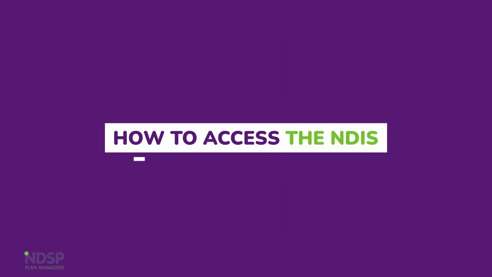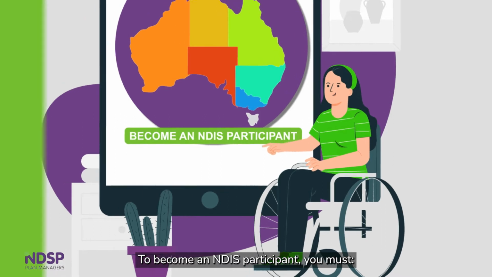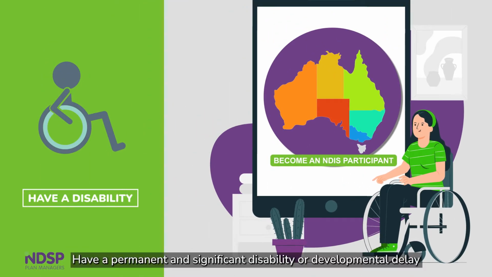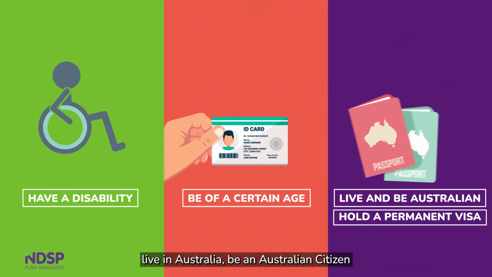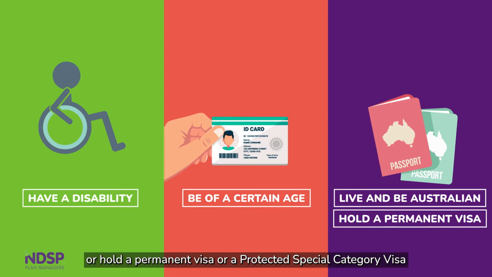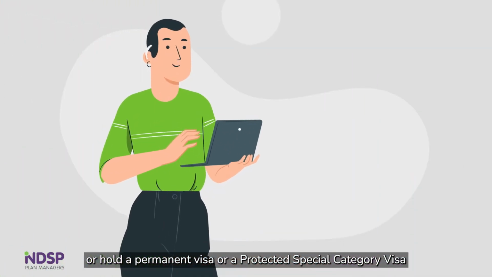How to access the NDIS. To become an NDIS participant, you must have a permanent and significant disability or developmental delay, be of a certain age, live in Australia, be an Australian citizen or hold a permanent visa or a protected special category visa.